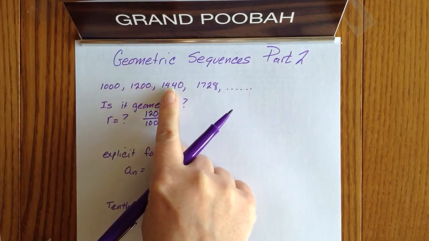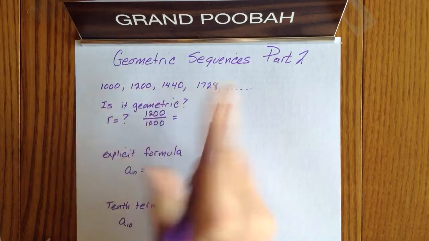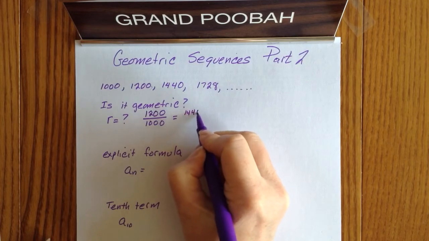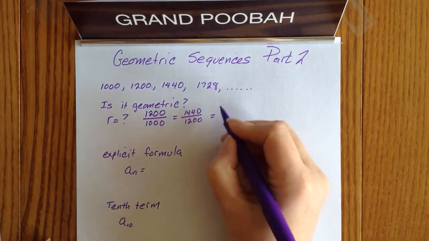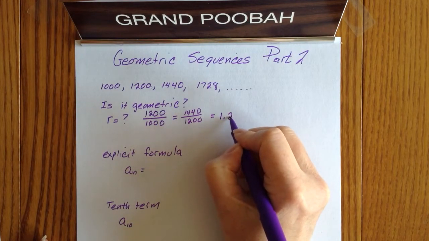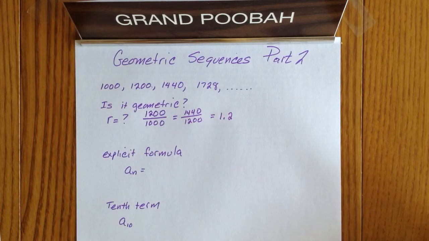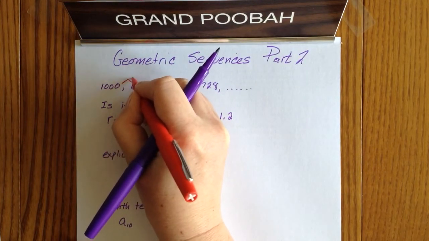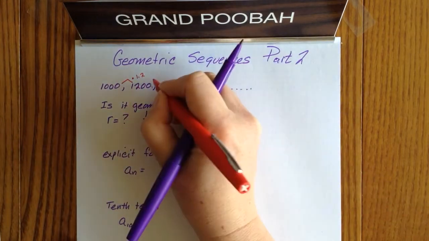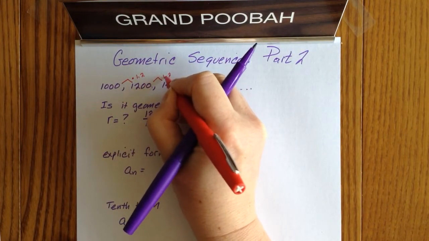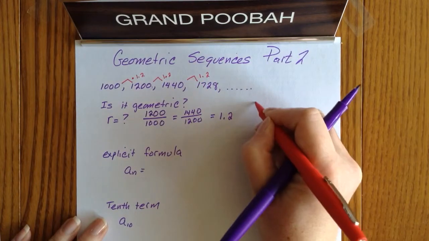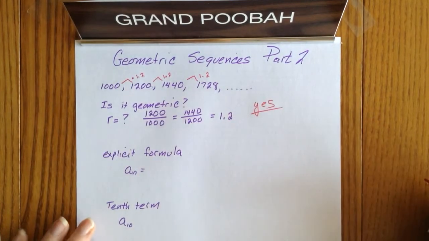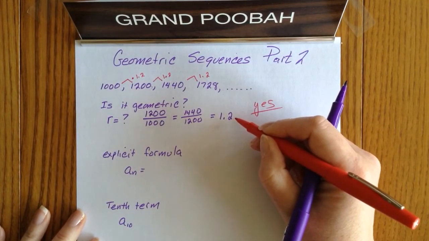As it turns out, it doesn't even matter. You could have taken the third and the second. Yes, you could. And each and every time, divide those on your calculator, you get 1.2. Here's what this is saying, and you can check it out. To get from here to here, I've multiplied by 1.2. I've multiplied by 1.2. Guess what I did? I multiplied by 1.2. So the answer is, yes, it is geometric, and we have the R value.